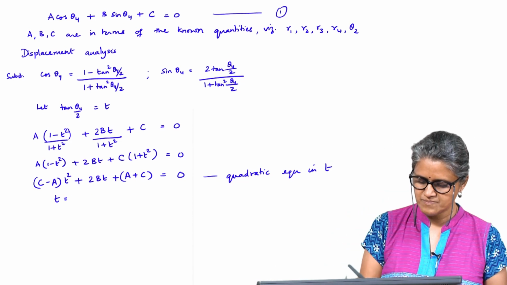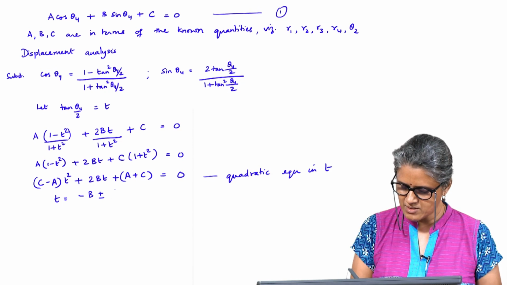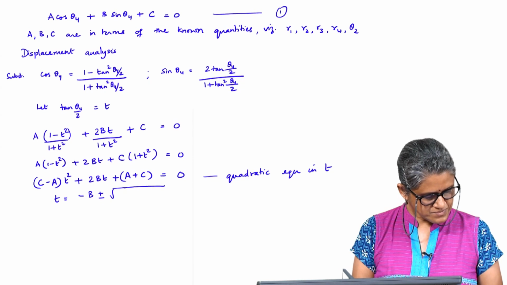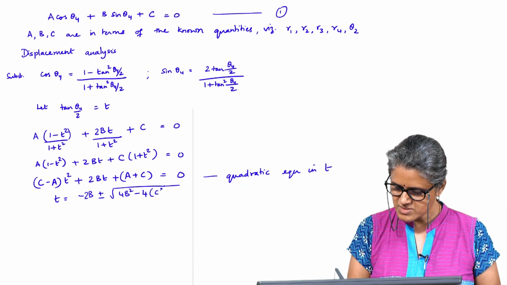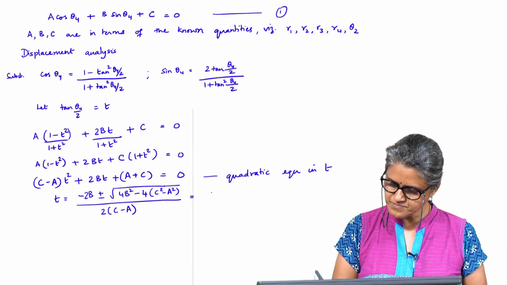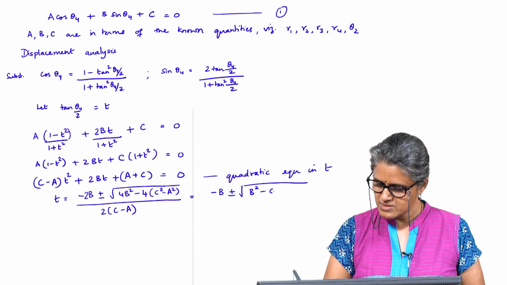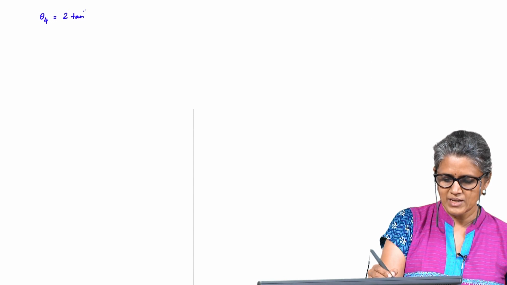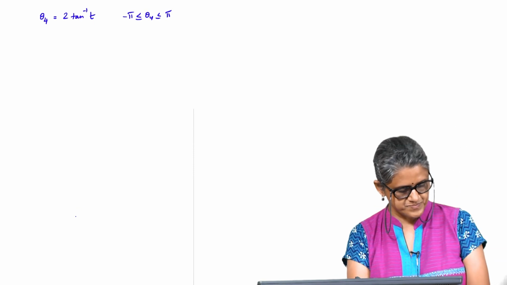So, T is minus B plus or minus the square root of 4B square minus 4 into C square minus A square, divided by 2 into C minus A. The 2 will cancel, and if I simplify, I take out the 4 and get minus B plus or minus square root of B square minus C square plus A square, divided by C minus A. Once you find T, you will get 2 roots of T. Theta 4 will be 2 tan inverse of T, in the range of minus pi to pi.